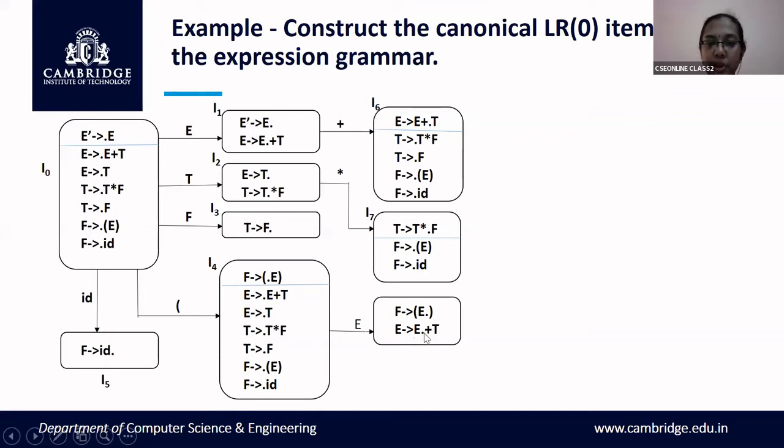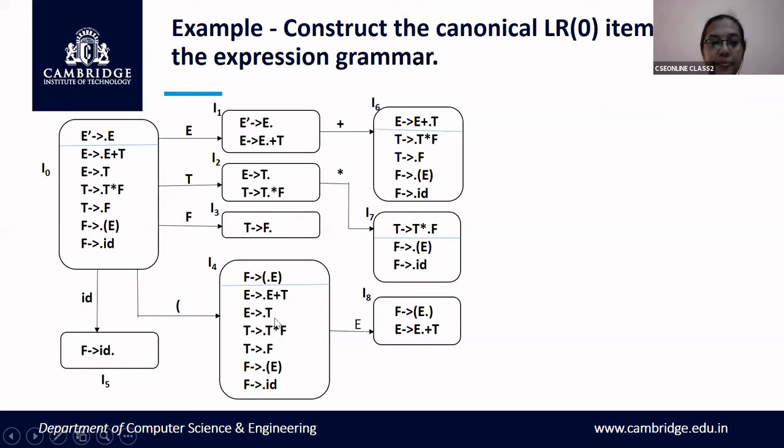Now come to the next production rule. Dot is followed by plus. Plus is a terminal symbol. You cannot take closure of a terminal symbol. So stop. On E, your parser is moving from state I4 to a new state I8, on input symbol E.